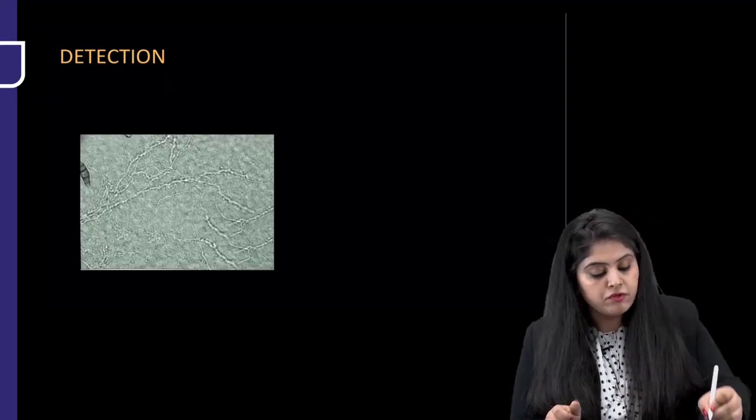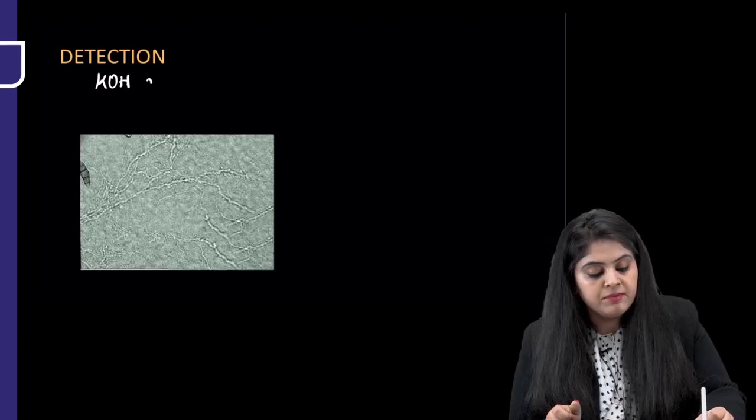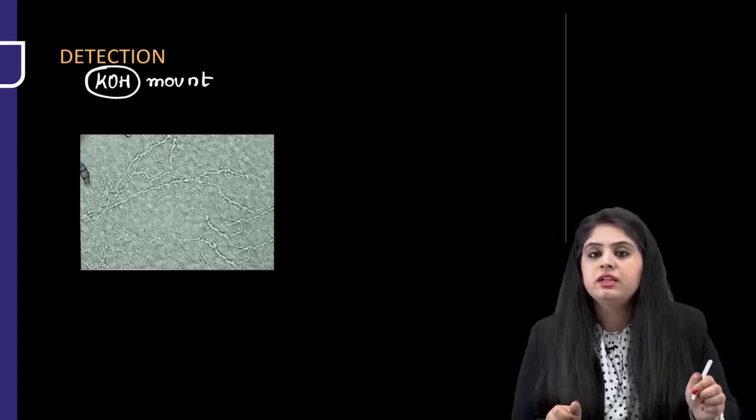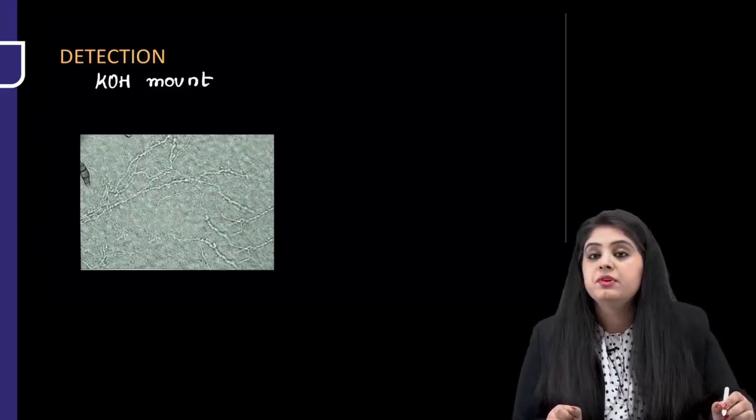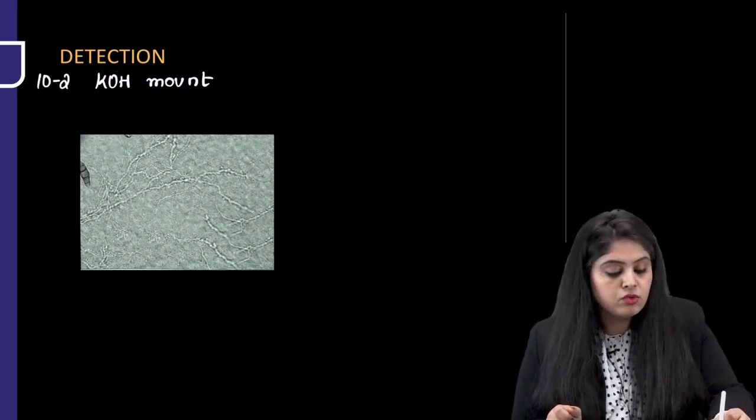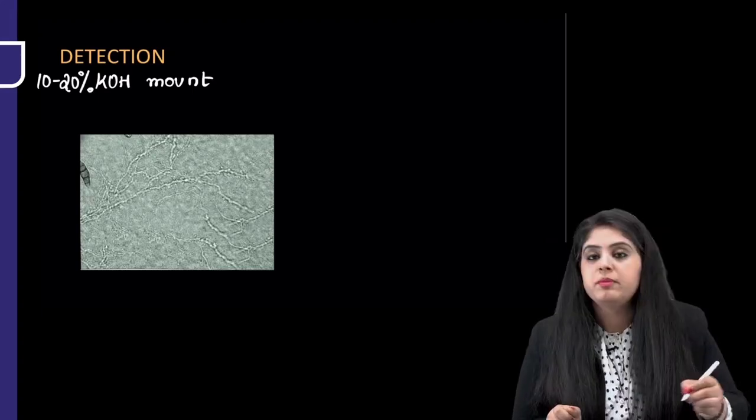This is how the picture of a KOH mount is going to look. So first and foremost, what is KOH? KOH is not any stain. It's not any pink, blue, green color stain. KOH is potassium hydroxide. And how much percentage am I using? I'm using 10 to 20% potassium hydroxide.